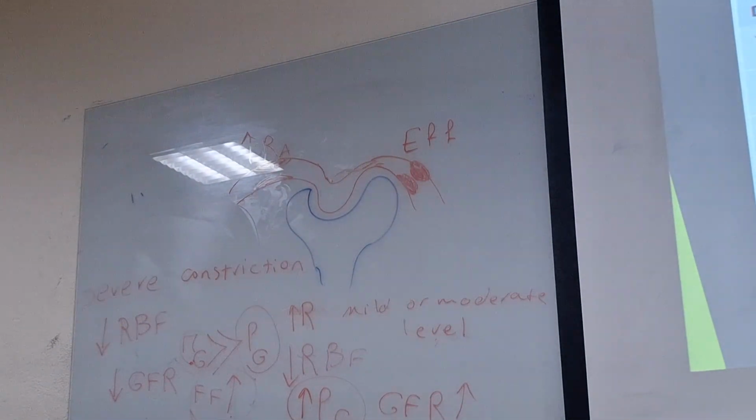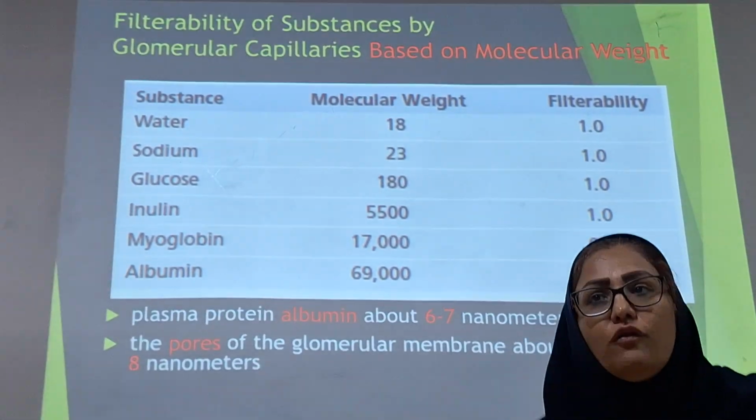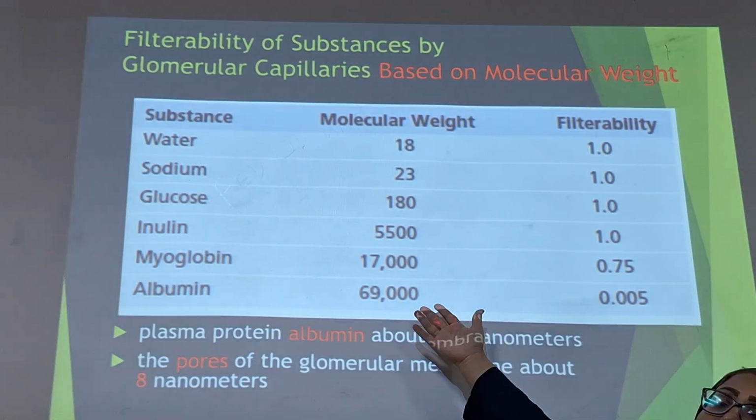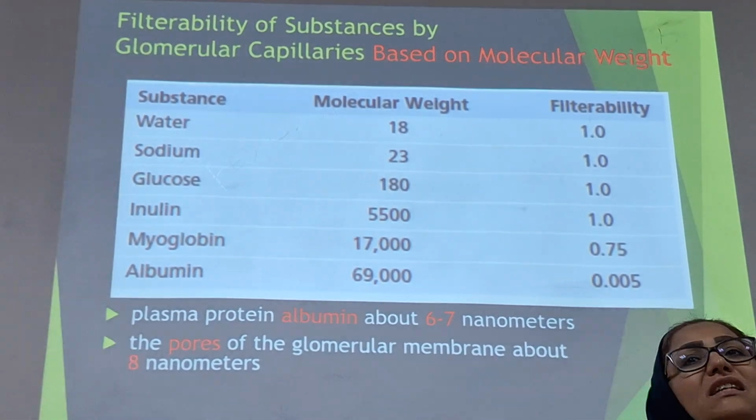Something else is regarding this one. For water, you can see molecular weight and filtration. For water, filterability is 1.